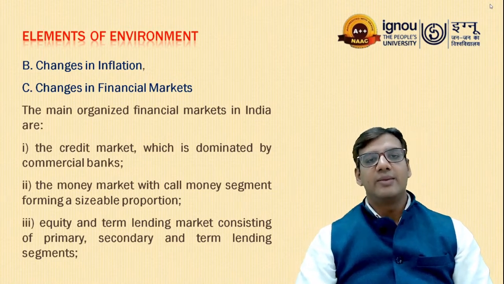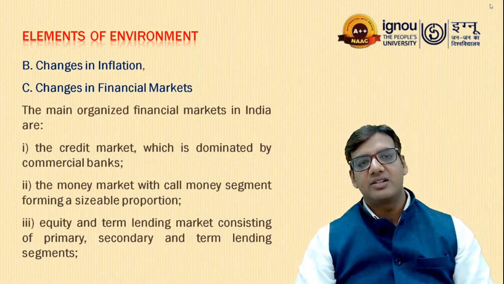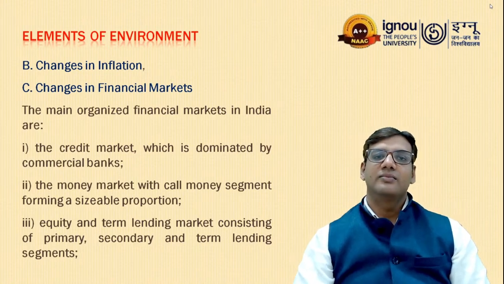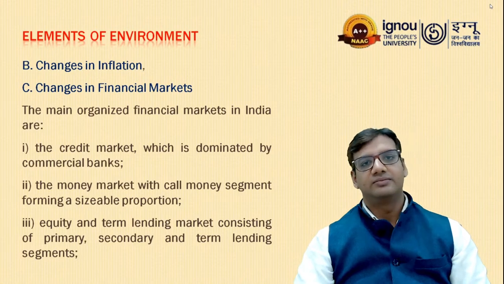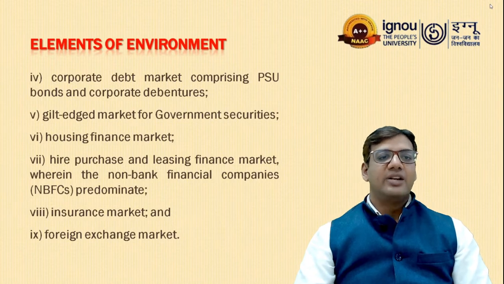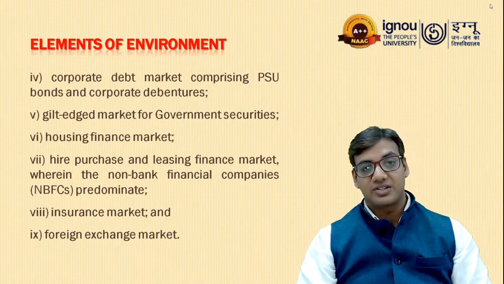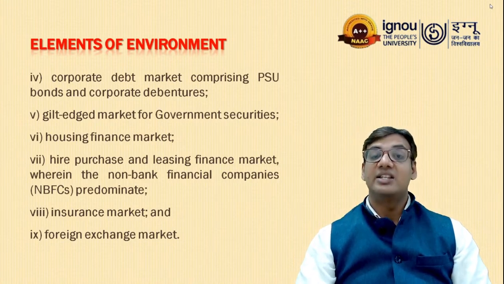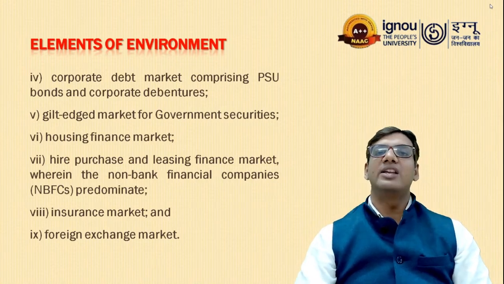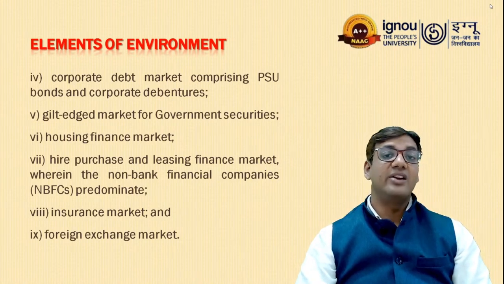And the regulatory body of money market is RBI, Reserve Bank of India, and the regulatory body of capital market is Securities and Exchange Board of India, SEBI. So next, the fourth point in the elements of environment is corporate debt market comprising PSU bonds and corporate debentures. Bonds and debentures are debt instruments that help to raise the capital of the company. They have a fixed rate of interest and a definite period.